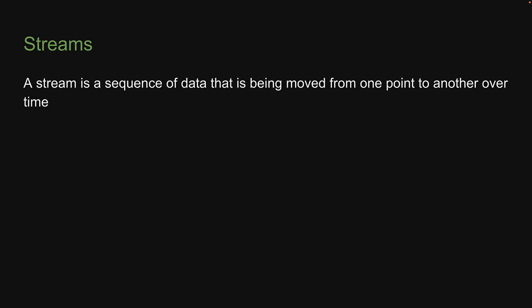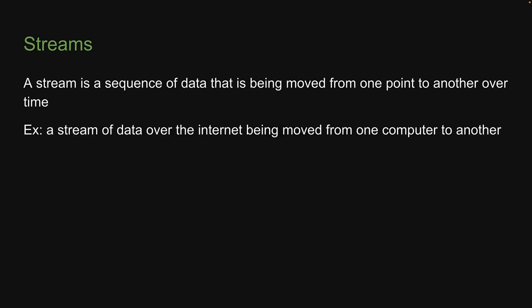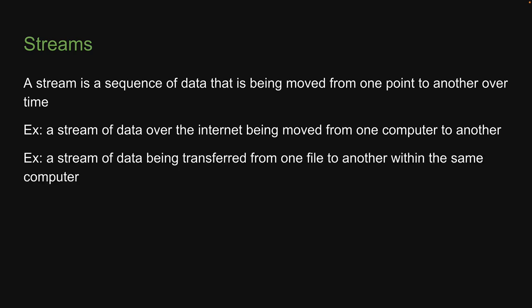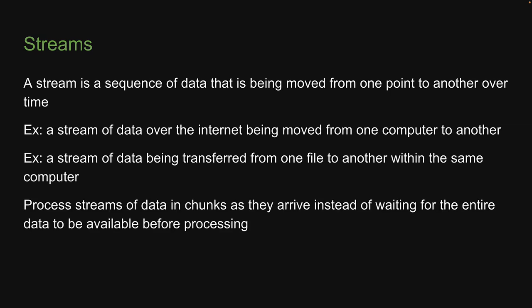Let's start with streams. A stream is a sequence of data that is being moved from one point to another over time. For example, a stream of data over the internet being moved from one computer to another, or a stream of data being transferred from one file to another within the same computer. In Node.js, the idea is to process streams of data in chunks as they arrive instead of waiting for the entire data to be available before processing.